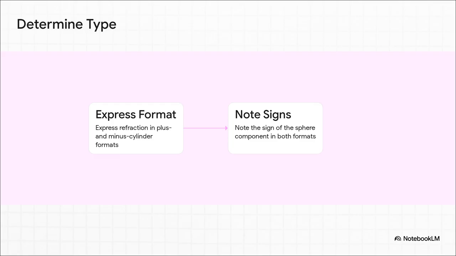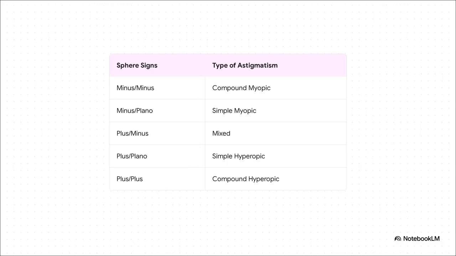Step 1. You simply express the refraction in both plus cylinder and minus cylinder formats. Just do the transposition. Step 2. Look at the sign, positive or negative, of the sphere component in both of those formats. Put together, these two signs are going to give you the exact diagnosis. Now, what's really cool here is how beautifully logical this mapping is when you think about it. Think about the physiology for a second.